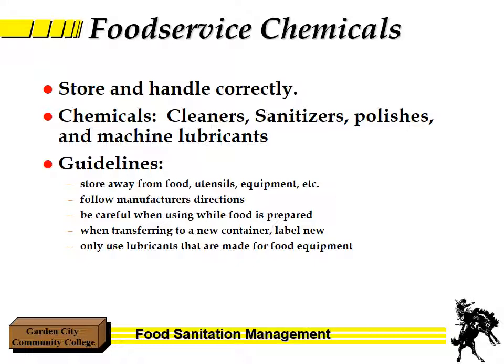Make sure you follow the manufacturer's directions for application, storage, dilution, temperature, those types of things. Be careful if we have to use it when food is being prepared. Make sure we don't get any cross-contamination because some of these can be highly toxic. Also, when transferring to a new container, let's say we've got one that we like to use, make sure we label the new one so we know what it is that's in the bottle. And of course, only use specific lubricants for food equipment. Again, industrial oils are not the same as food grade. They need to be an edible or food grade type of lubricant or oil or grease to be able to be used in a food operation.